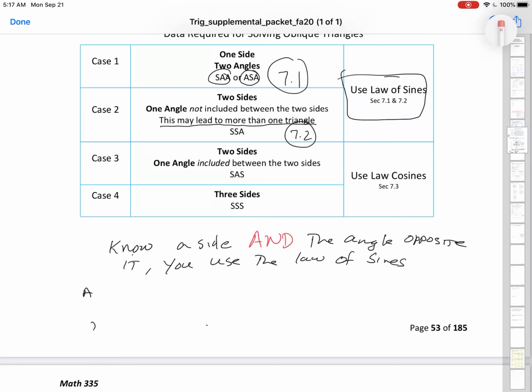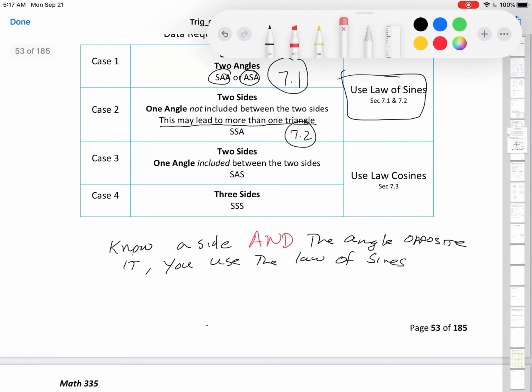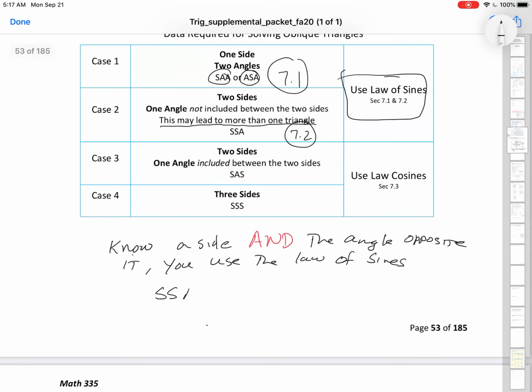Let's take a look at side-side-angle. If I'm given side-side-angle, notice I know an angle and the side opposite it. Now what they're saying with this situation is it could lead to more than one triangle. Two triangles could solve that. They call this the ambiguous case of the law of sines. And actually, sometimes we get no triangle being able to solve it.